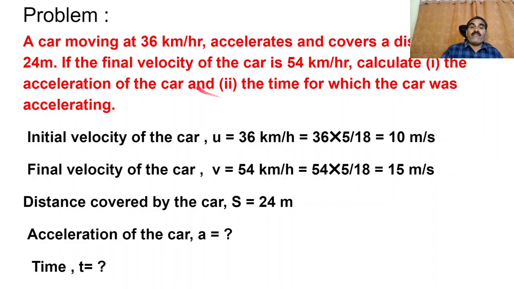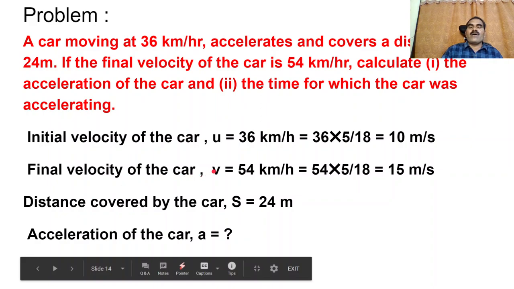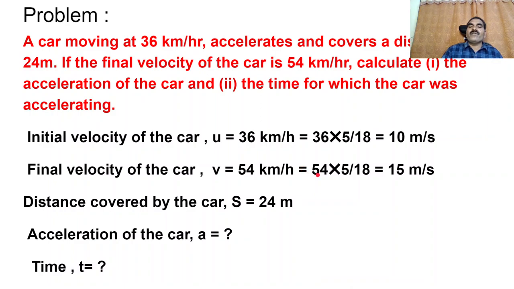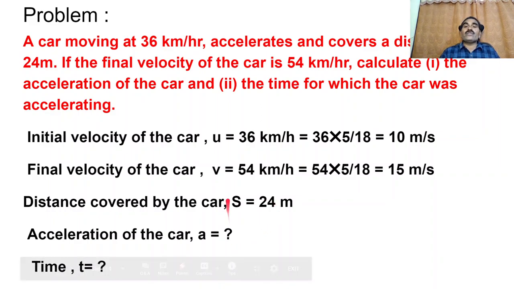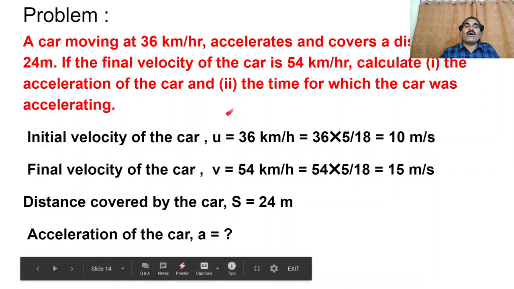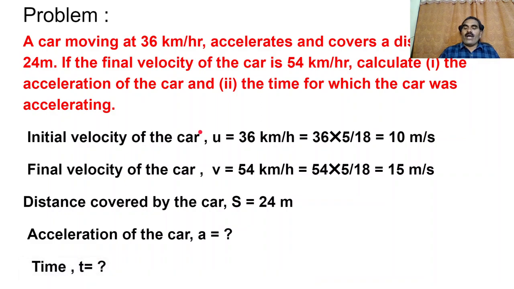And also in this problem, the final velocity is given, that is 54 kilometers per hour. So the final velocity of the car V is equal to 54 into 5 by 18 to convert kilometer per hour into meter per second. By simplifying this, we get 15 meters per second. And also the distance covered by the car is given, that is S is equal to 24 meters. So we have to find the acceleration and also the time for which the car is accelerating. So here we have two problems.